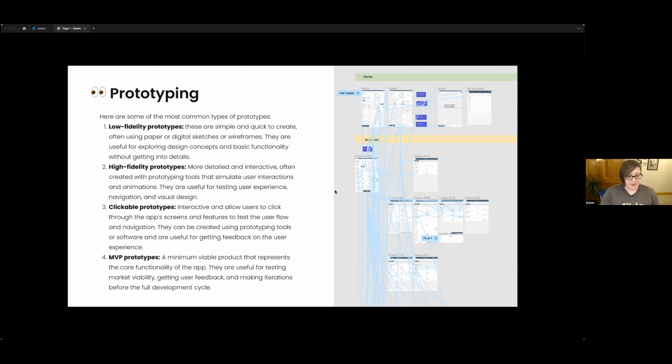And then there's the MVP. So MVP prototypes, minimum viable product. It represents the core functionality of the app. We just built one of these for my job because we were trying to explain to our high-up stakeholders what we were asking for money for. We didn't have anything in production for them to actually use and click on, so it's very helpful to explain the vision of a project.